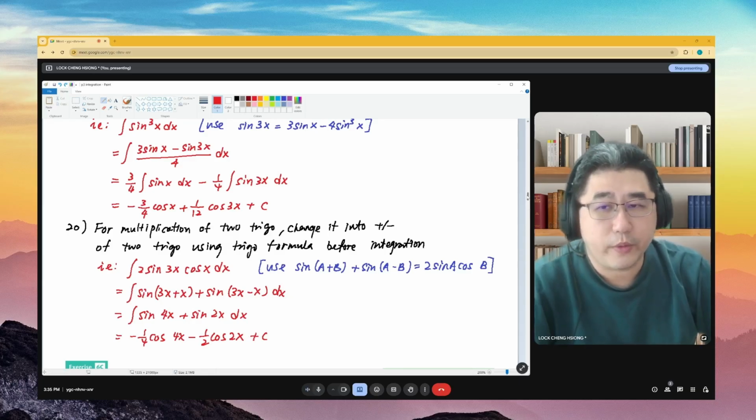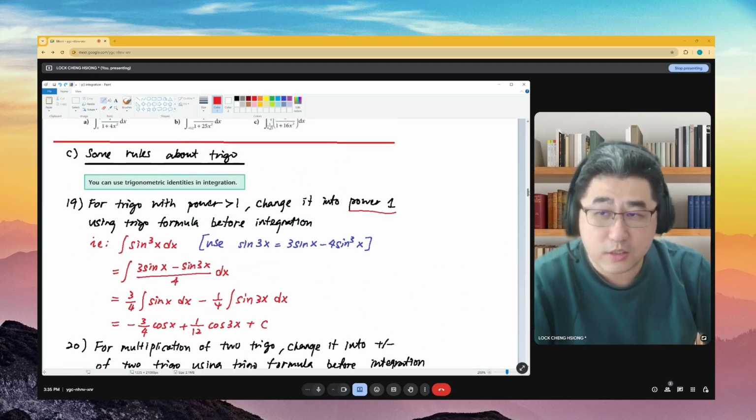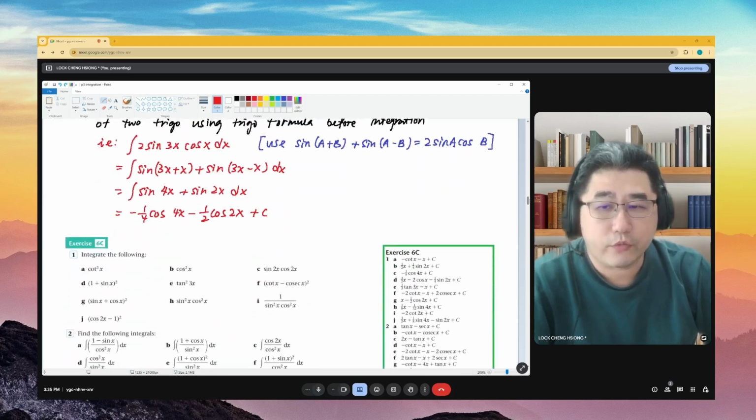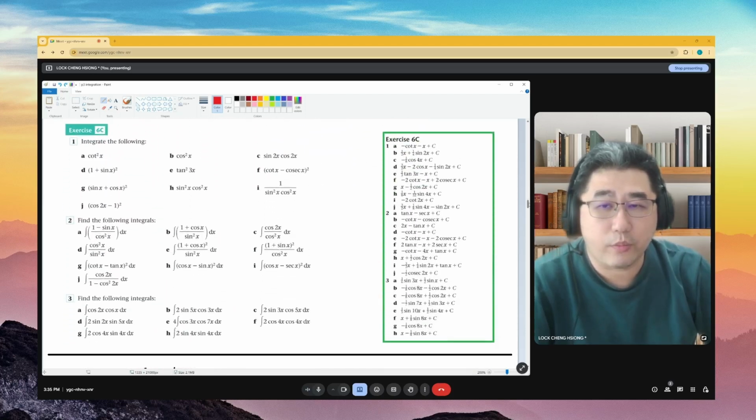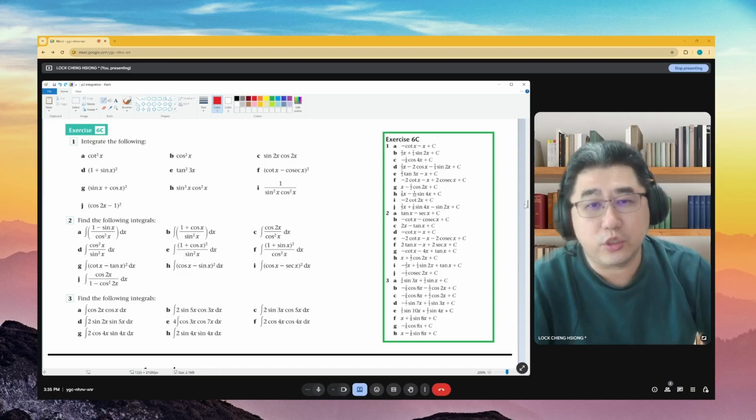This will be section C. After that, again, there will be exercises that you can do. If you're having a problem with this section, you need to ask your friend, ask me, ask whoever can help. One thing for sure is you need to be familiar with the trigo formulas.